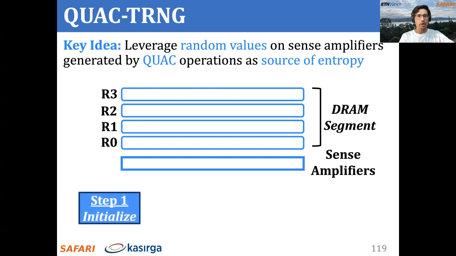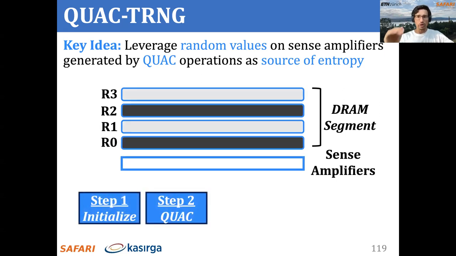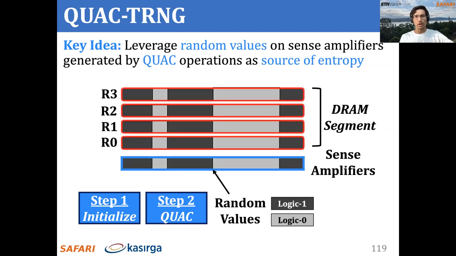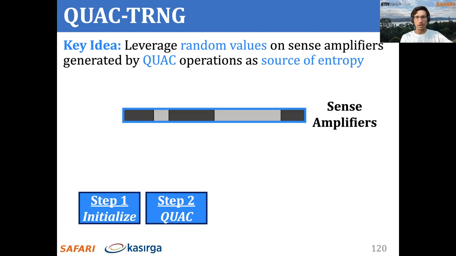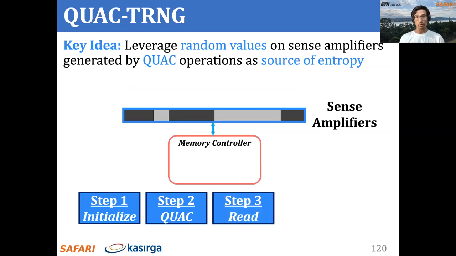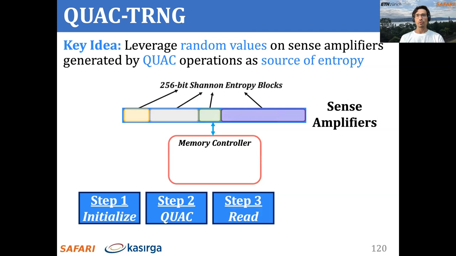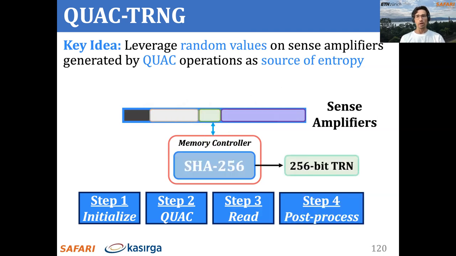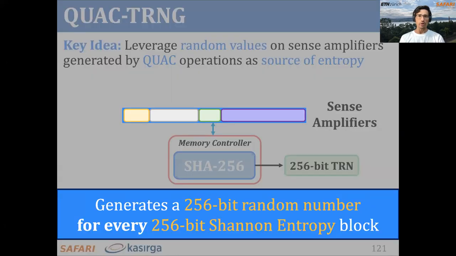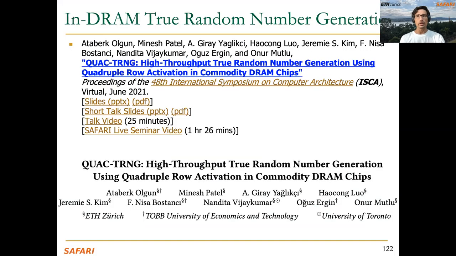And here you can see another view of the idea. First of all, initialize the contents of the rows, then activate the rows and violate the timing parameters. With these two consecutive activates, we have the four rows activated. And when enabling the sense amplifiers, we obtain some random values in the sense amplifiers. Then we need to read those random values from the sense amplifiers and perform some processing in order to obtain the actual true random number. QUAC-TRNG is able to generate 256-bit random numbers for every 256-bit Shannon entropy block. And this is the link to the paper.